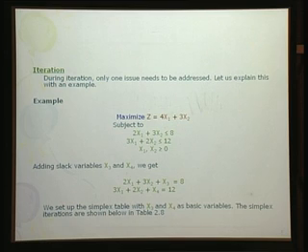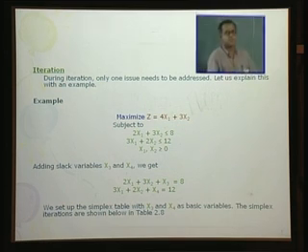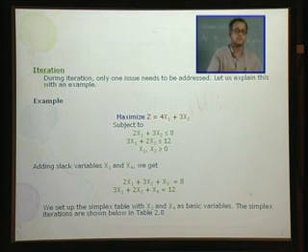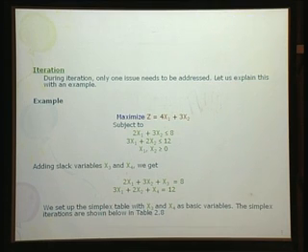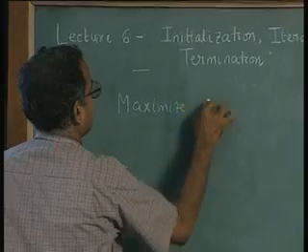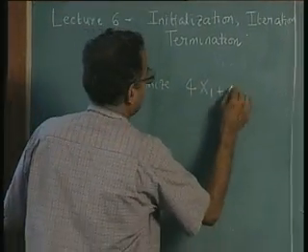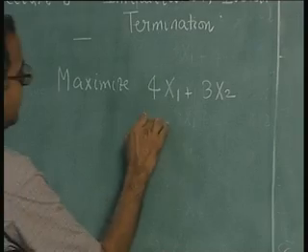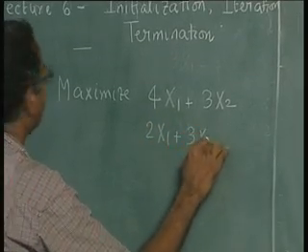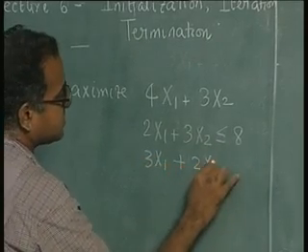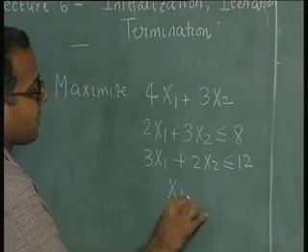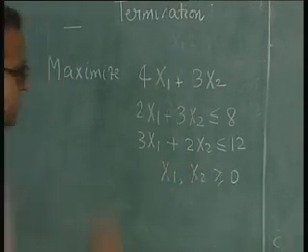Next aspect we need to look at is called iteration. Can something happen during the iteration of the simplex algorithm? Now, we try to understand that using a different example here. The example is to maximize 4x1 plus 3x2 subject to 2x1 plus 3x2 less than or equal to 8, 3x1 plus 2x2 less than or equal to 12, x1, x2 greater than or equal to 0.